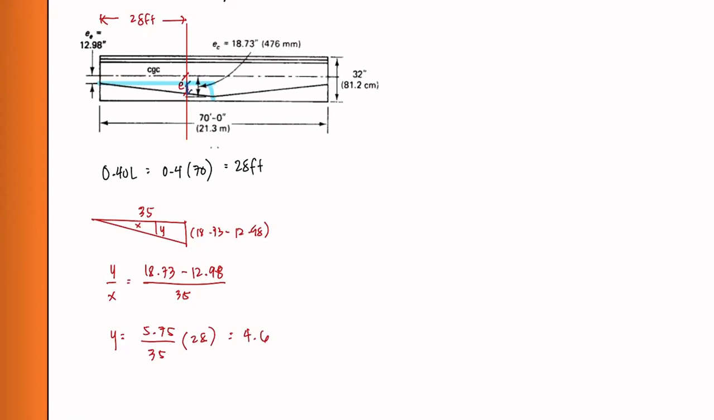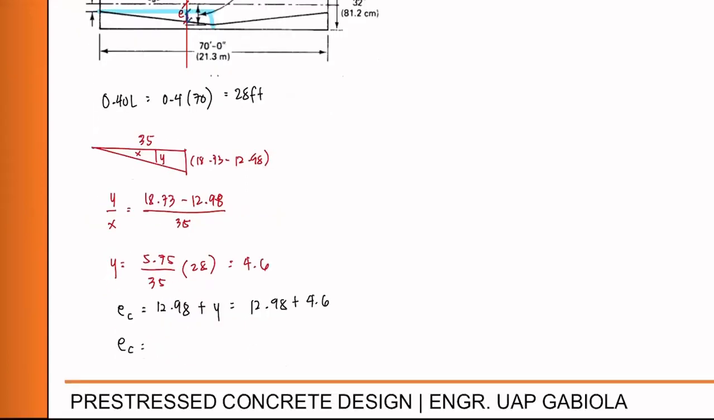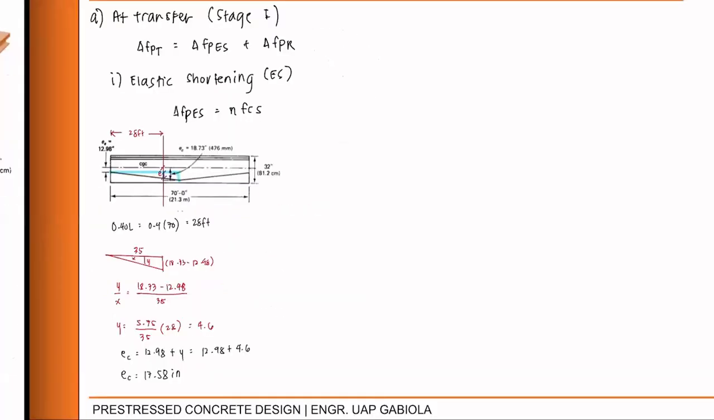So kailangan add tayo ulit ng EC para doon sa critical section. So yung 12.98 na distance plus yung calculated na y natin. So 12.98 plus 4.6, we have eccentricity dun sa critical section as 17.58 inch. Okay? So may value na tayo ni E.